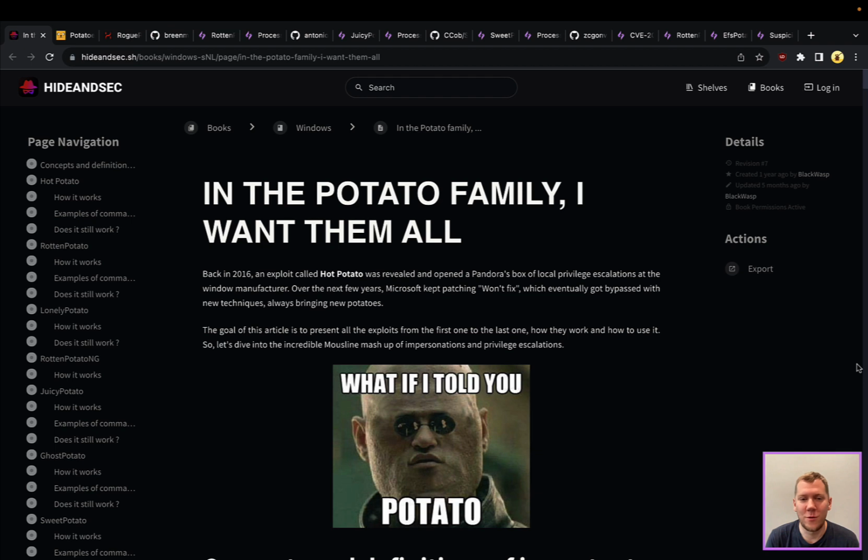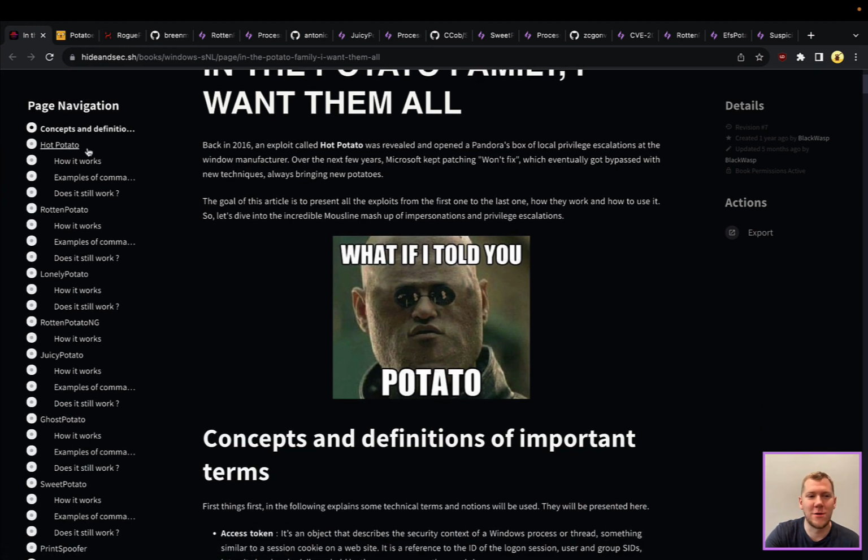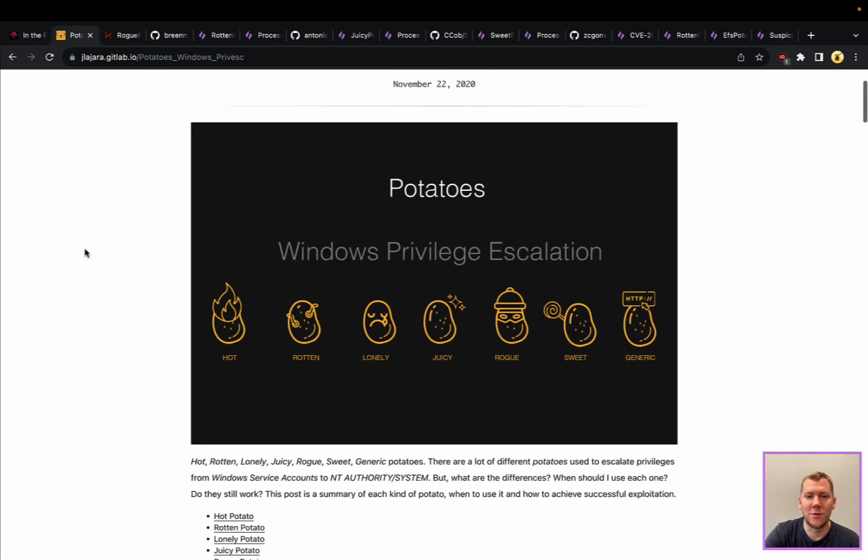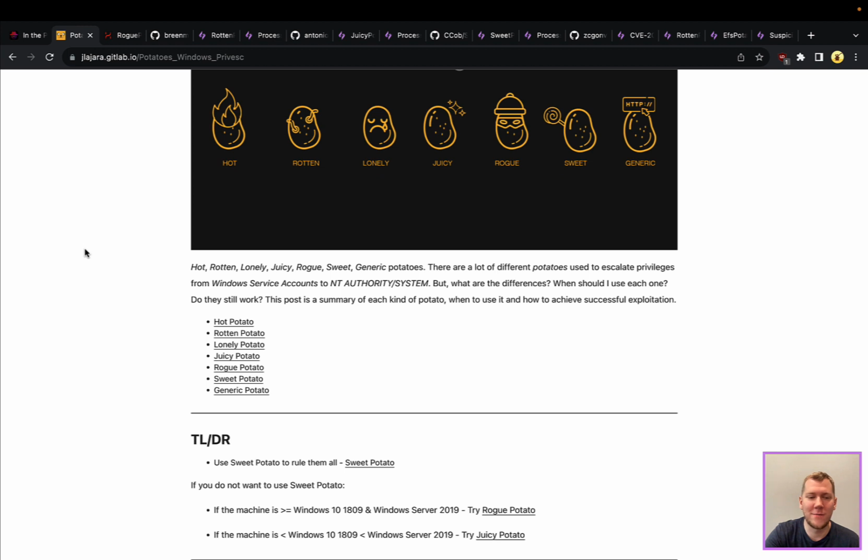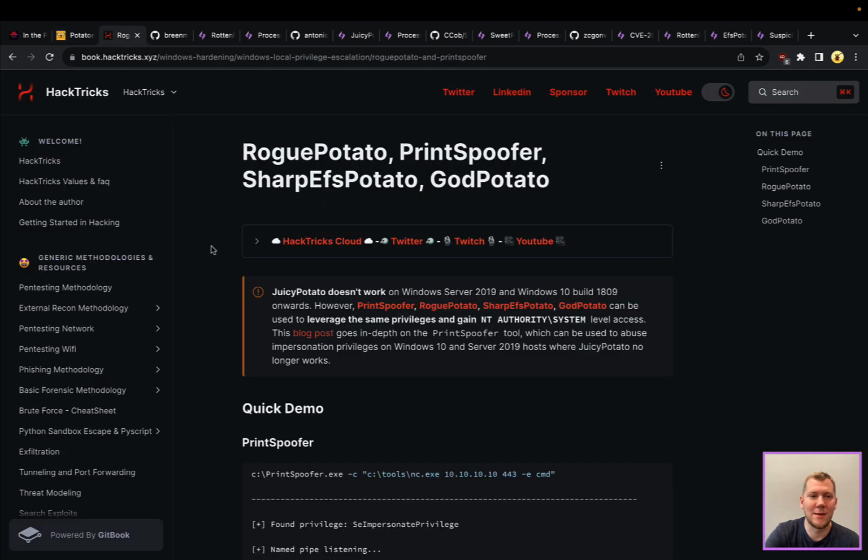If you want to learn more about potatoes in particular, again, there's so many of them, I don't have time to cover. A couple of good resources here. So Hide and Sec covers all of the different potatoes going back to the OG Hot Potato. This is another blog here that covers a lot of the different potato types. And then the HackTricks book has a lot of potatoes.